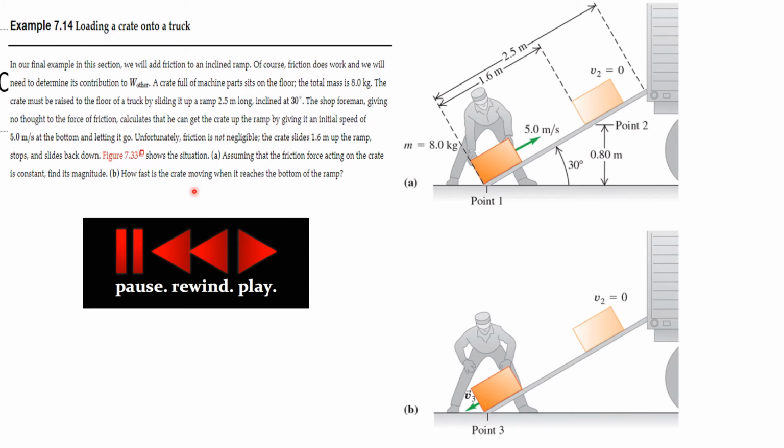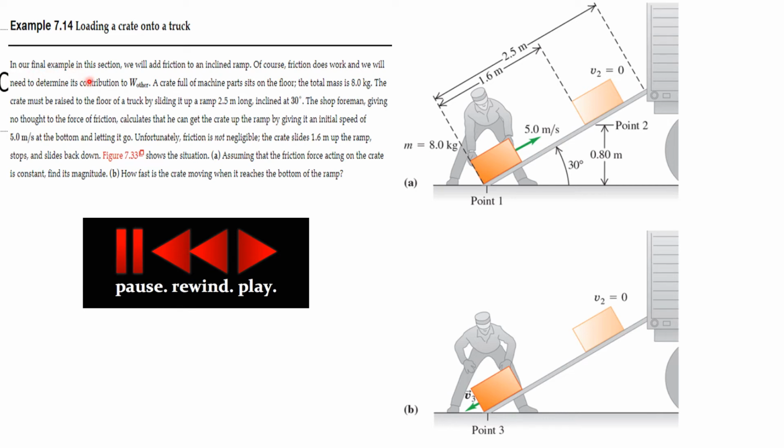Let's look at a more complex example. Here we're loading a truck. So this guy's down here, he shoves it up, and he shoves it with enough energy that he expects it will reach the top. But he underestimated that there was friction here, and so it only got part way, and then it slides back down like that. So that's the general story. Let's read the details. The title of this example is Loading a Crate onto a Truck.